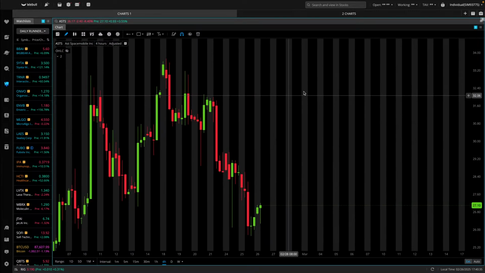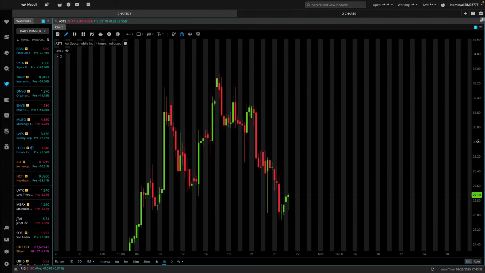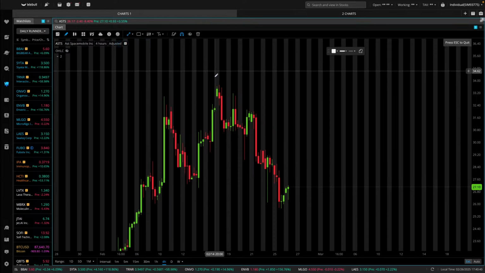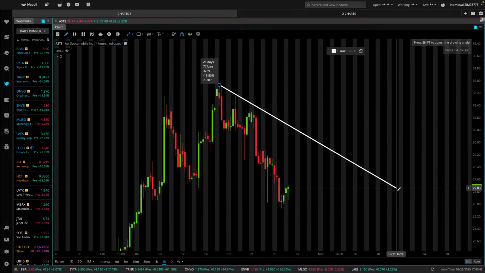Just like level 2, as an example, I do not use it. I used it for about 6 months and I stopped using it. Don't use level 2 as a trader.